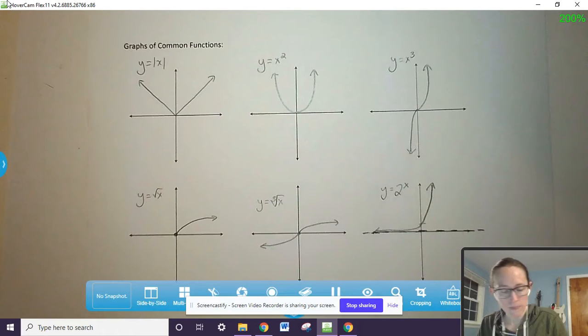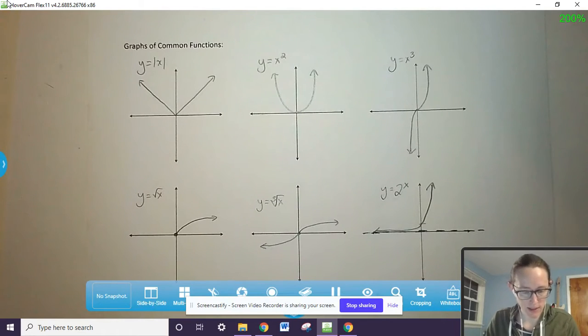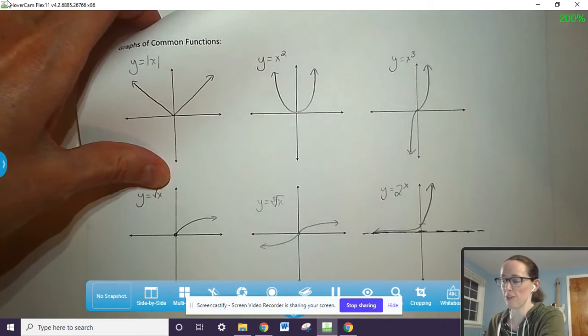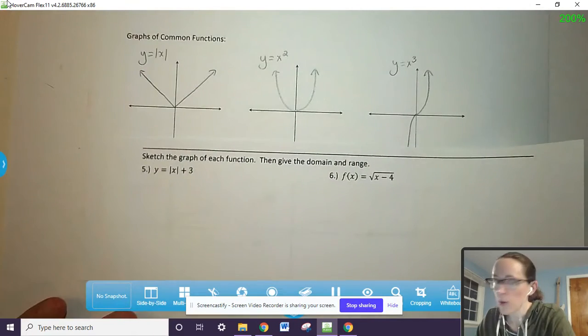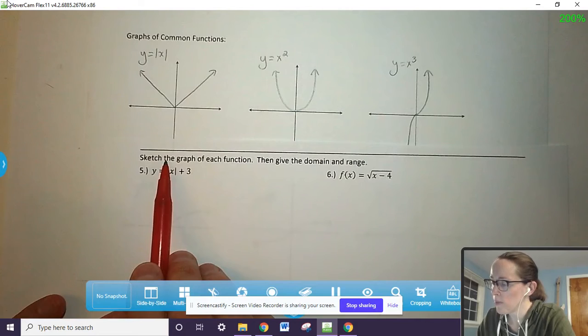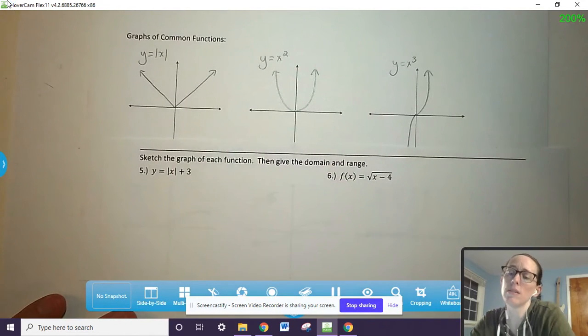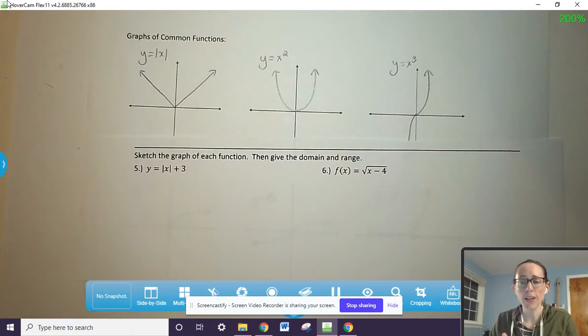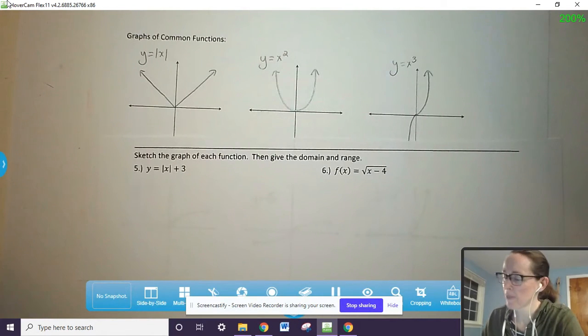And let's go ahead and try some work with these common functions. So here's my first one. We're going to sketch the graphs and then give the domain and range as well, because that's another thing you need to be aware of for next year. You can certainly ask questions in pre-calculus class. So if you forget what one of these graphs looks like, you can ask, but we do expect you to be pretty familiar with them in the pre-calc class.